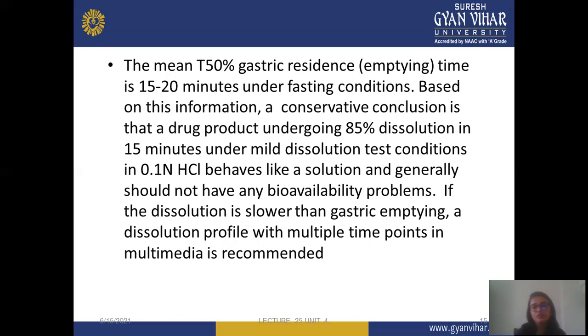And in this, you mainly use 0.1 normal HCl, and it should have good bioavailability with no problem observed. If it does not show good bioavailability, then you can modify your formulation. If the dissolution is slower than gastric emptying, a dissolution profile with multiple time points in multiple media is recommended.